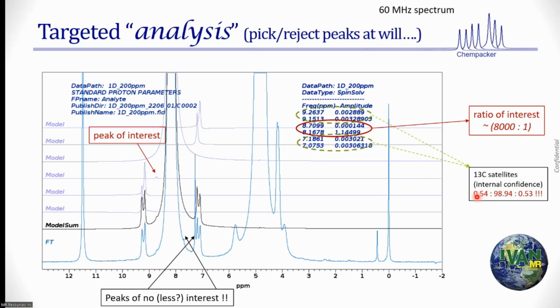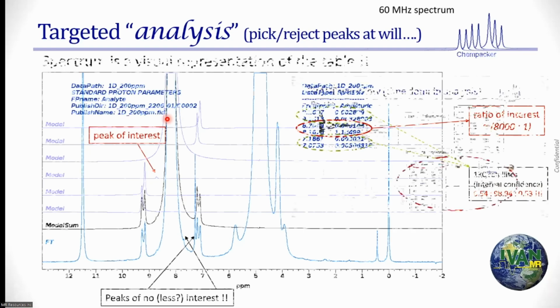So that is 0.55, 0.55 to 98.5, so you have an internal confidence in there. And what we are looking at in terms of the quantification of that peak is 8,000 to 1. And that's exactly what it is, because it's supposed to be 200 ppm spiked, and this is supposed to be a 4:1 ratio, and so on and so forth.